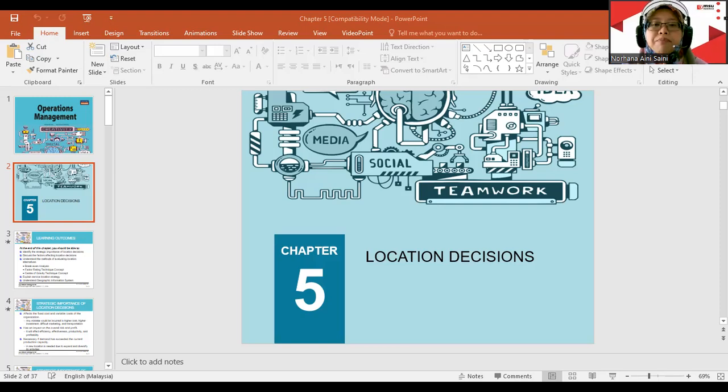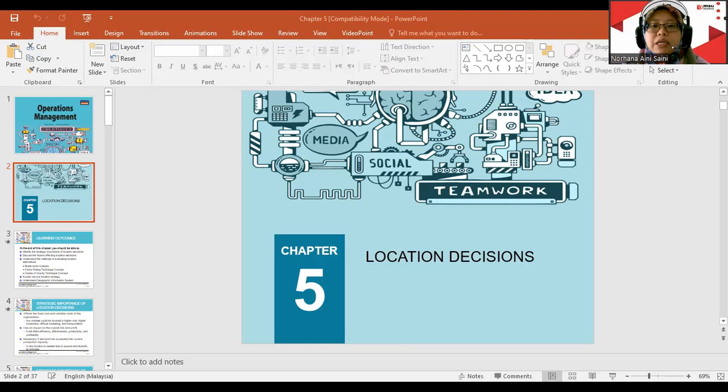Next, improve employee morale and also safer working condition. It provides a safer working condition, so that incidents in the workplace are minimized. If we have the proper layout, definitely it will decrease workplace accidents. And then next one is the efficient use of the labor.